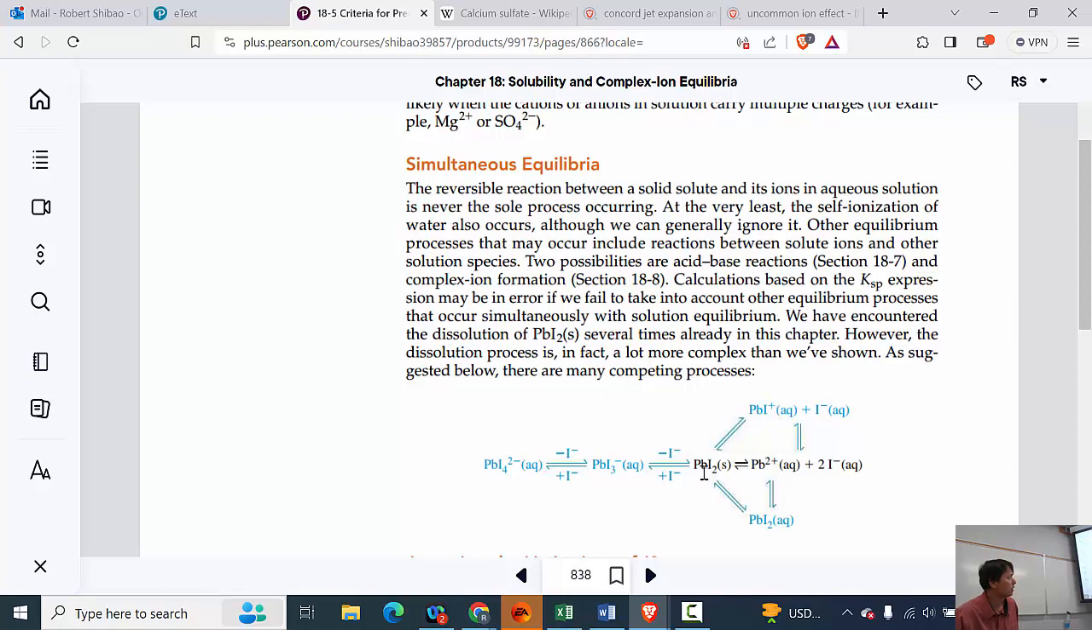So here, when we have PbI2, what we expect for PbI2 is this. This is the ideal. PbI2 ideally breaks into 1 Pb2+ ion and 2 iodide ions, right? But we already saw in chapter 14 that's not the case. This is why you want to make these connections, and why you want to go back and take a look at things. So we're on page 838.